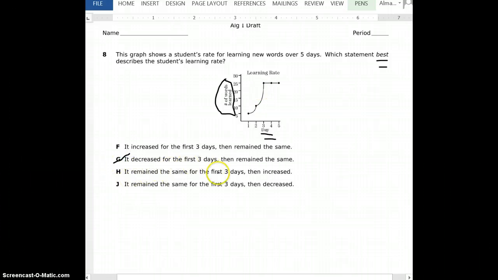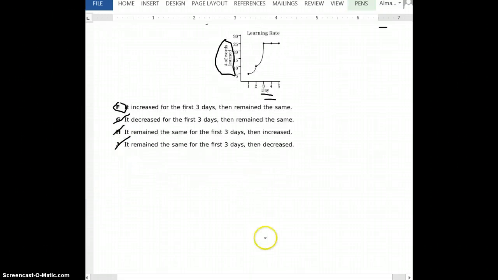It remained the same for the first 3 days. Nope. This is going up. If it remained the same for 3 days, we would have a flat line here. Nope. Again, this person learned new words over the course of the first 3 days. So our answer has to be F.